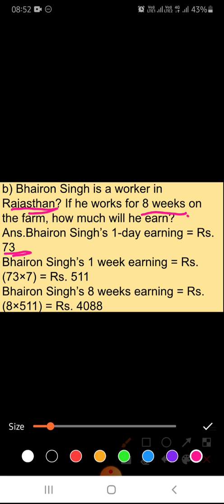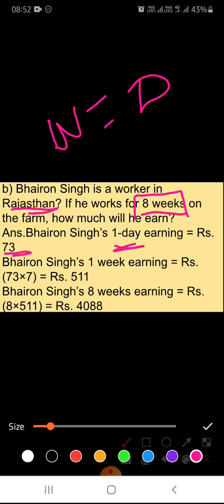Now, first of all, we will convert 8 weeks into days, because in our question only 1 day salary is given, not 1 week salary. So we have to find the answer in days only. So we will convert weeks into days. Now 8 weeks equals how many days? We will multiply 8 by 7. Why 7? Because in 1 week 7 days are there. So 8 multiplied by 7 is how much? 56.